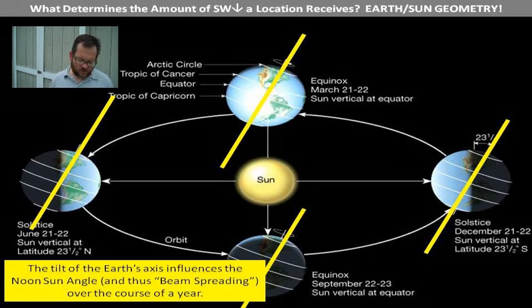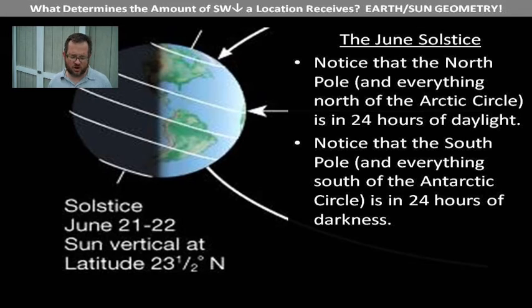For example, let's take a look at what the Earth looks like as configured on the June solstice. Now on the June solstice, June 21st, the Sun is going to be directly overhead for locations that are at 23.5 degrees north. That actually has an important name. That's called the Tropic of Capricorn.